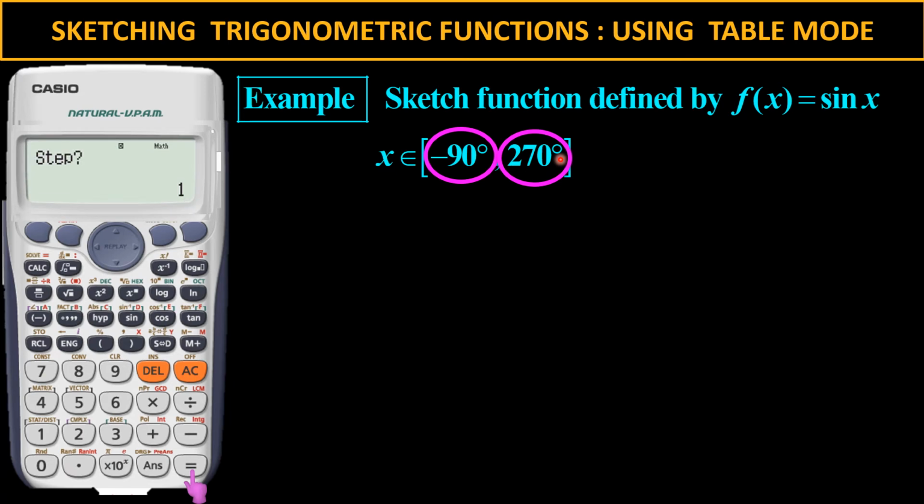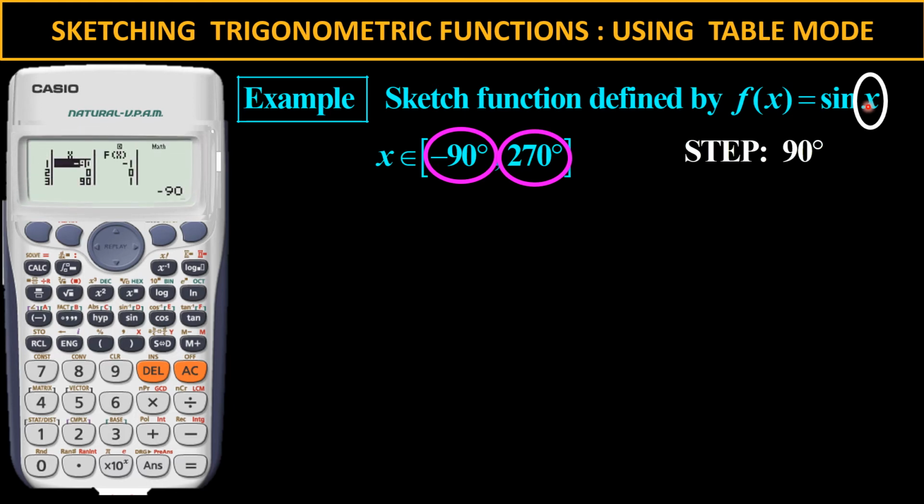And now you get steps. The function here is sine of x, that is 1x. So if you have an x, then your default step would be 90. So you enter 90 and press equal. Once you press equal, you'll see a table appearing on your calculator. There I've got the table, negative 90, then 0, so it's steps of 90. You can scroll down and get all the values there.